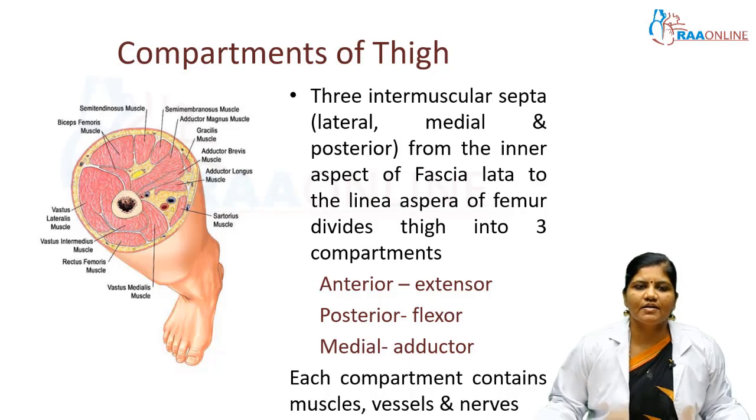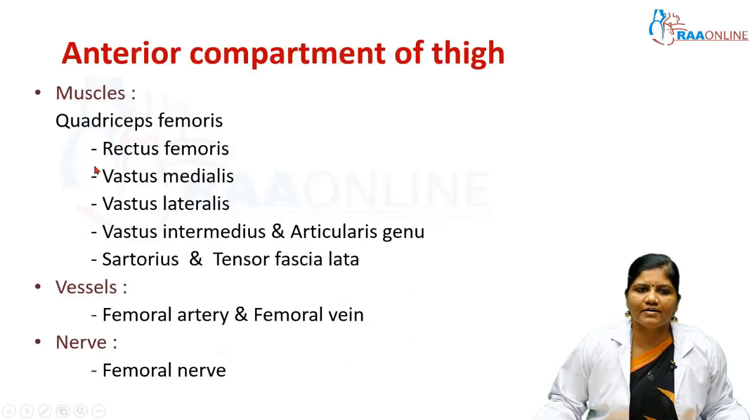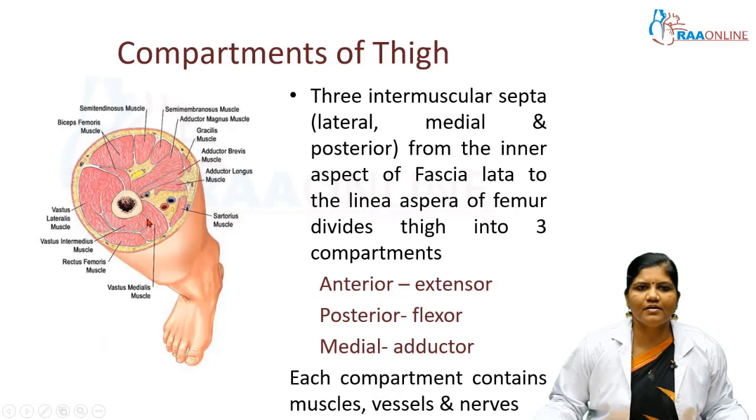Once again I repeat, there are three intermuscular septa: lateral, medial and posterior. In this, the posterior is ill-defined. So there are three compartments. The anterior compartment is otherwise known as extensor compartment. It is located between the lateral and the medial intermuscular septa. The posterior compartment is otherwise called flexor compartment. It is between the lateral and the posterior intermuscular septa. And the medial compartment is between the posterior and the medial intermuscular septa. It is otherwise known as adductor compartment.